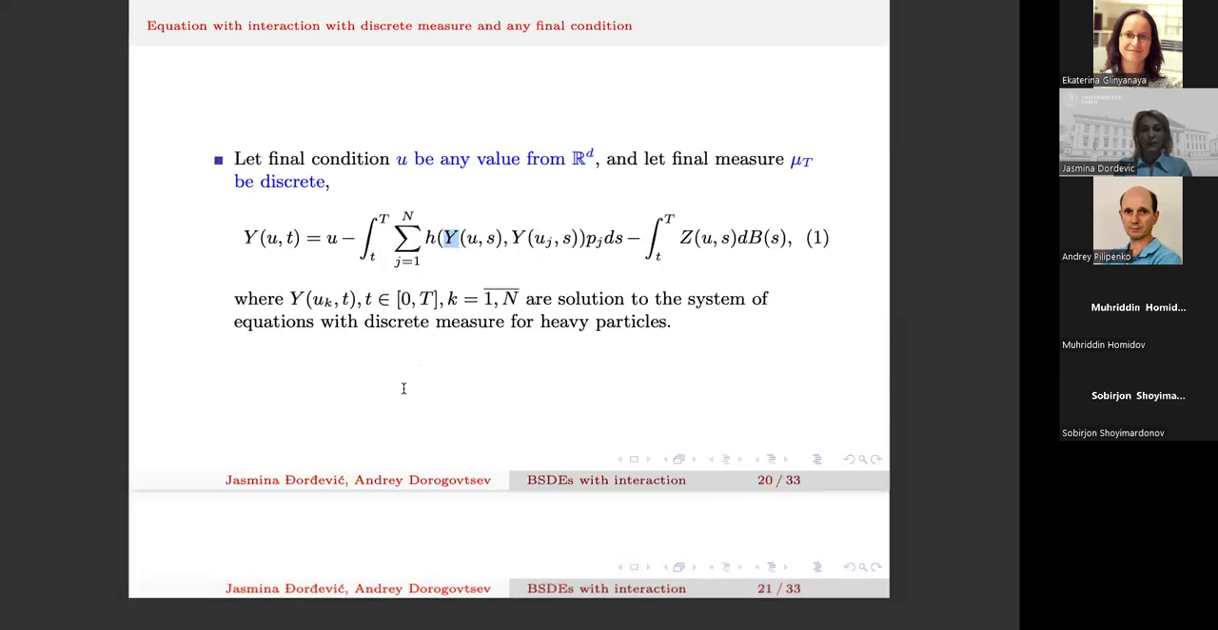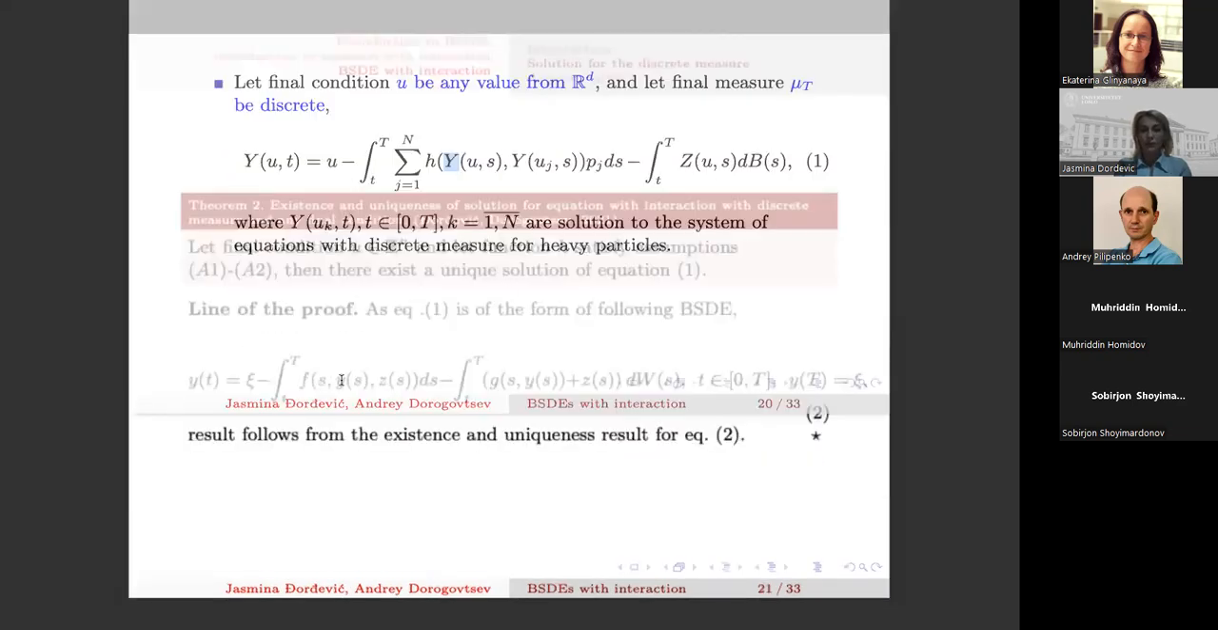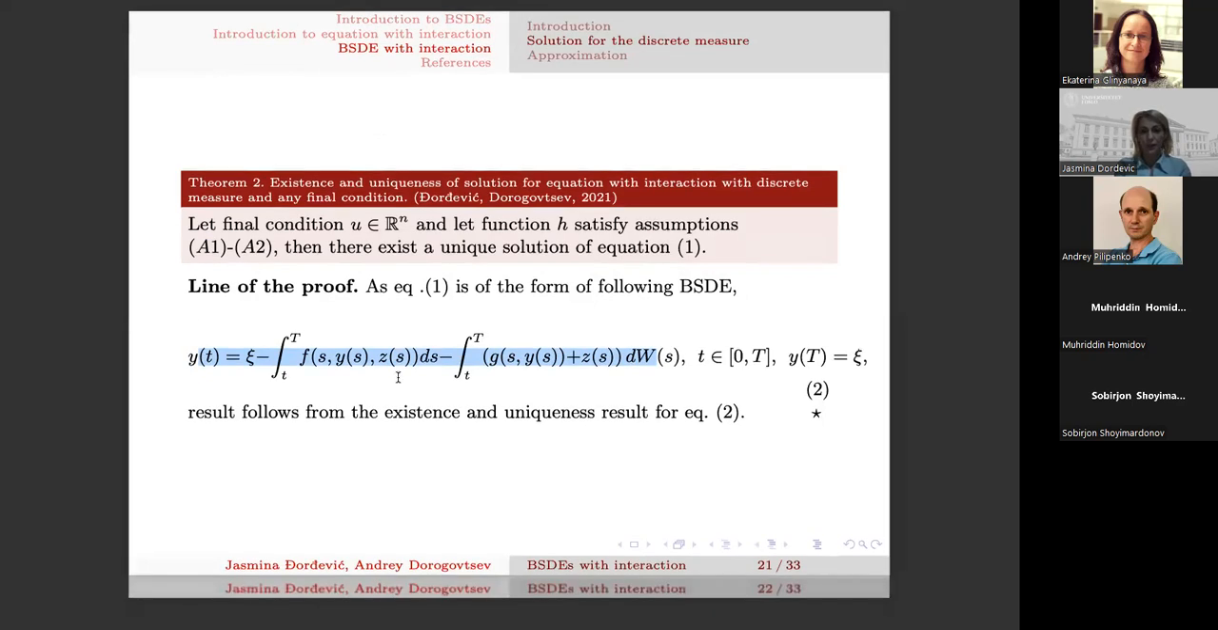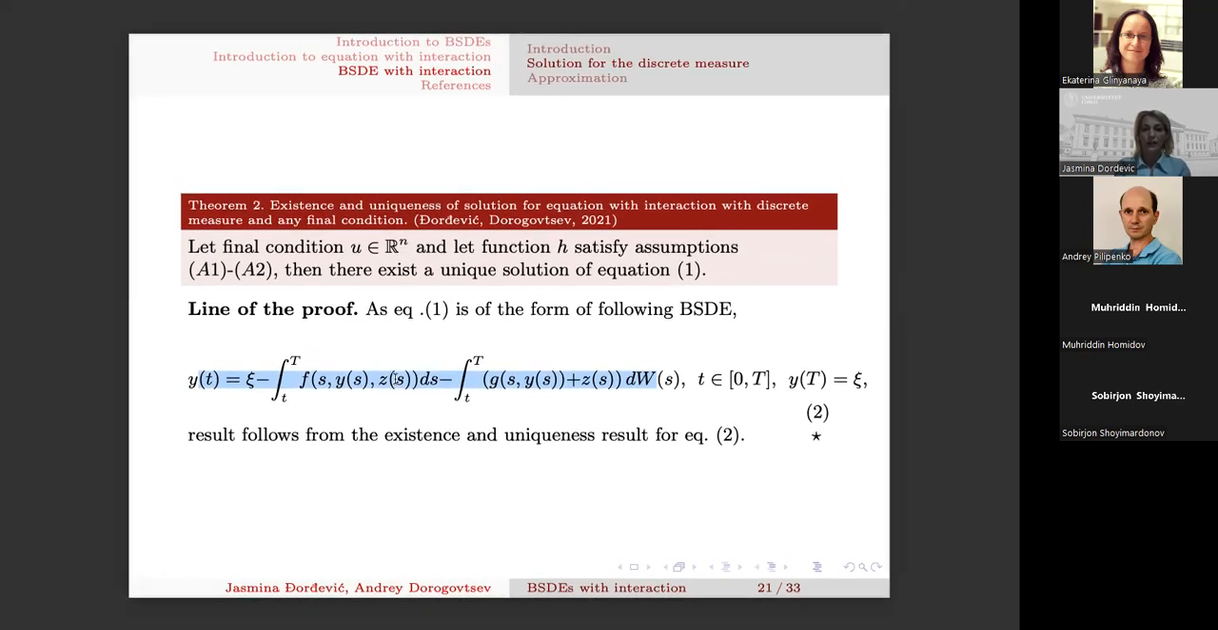So it can be fitted in the general form, even though the drift is even simpler. It doesn't depend on the control process. And the diffusion is even simpler because this function G in our case is 0. So it is a subcase of this general theory. So as the solution of this equation exists, we then have the result of existence and uniqueness of the solution of our BSDE with interaction with a discrete measure and any final condition.